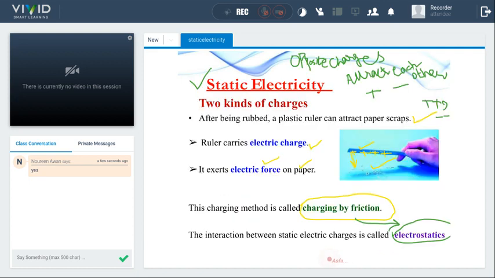Static electricity has two types of charges. Number one is positive charge, number two is negative charge. As we know, opposite charges attract each other, so positive and negative attract each other, and like charges repel each other, like positive positive repelling, negative negative repelling. So whenever there is static electricity, there must be opposite charge between both surfaces.